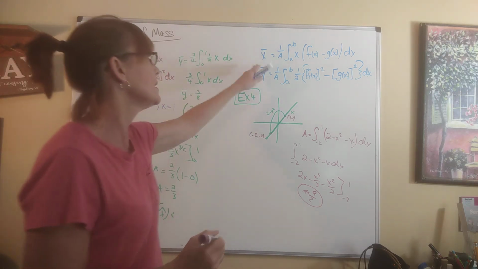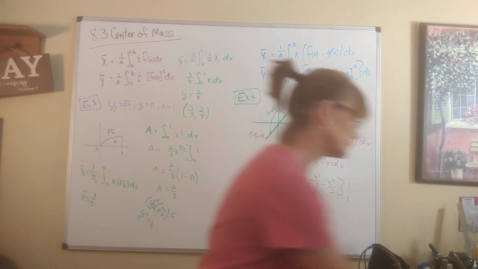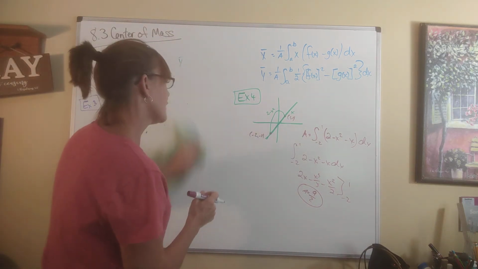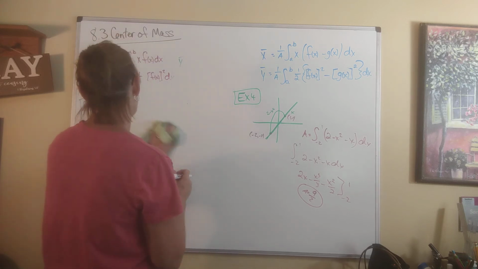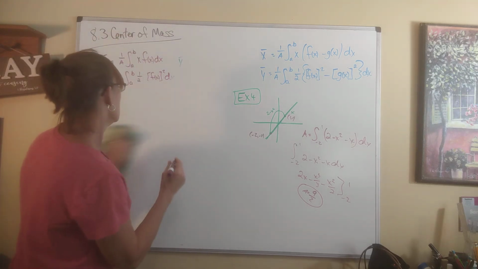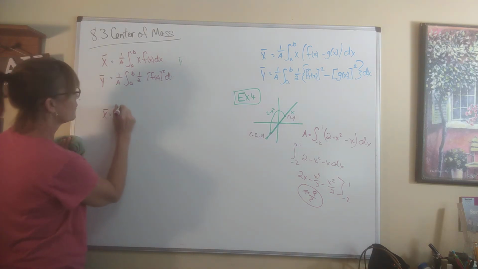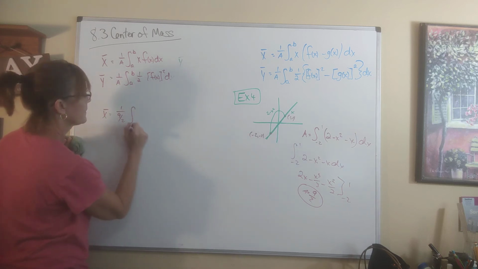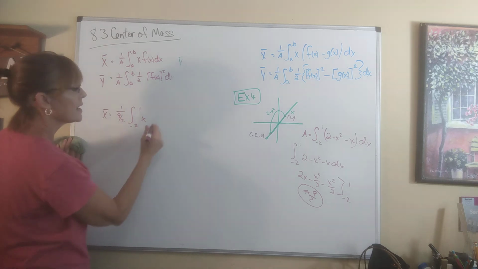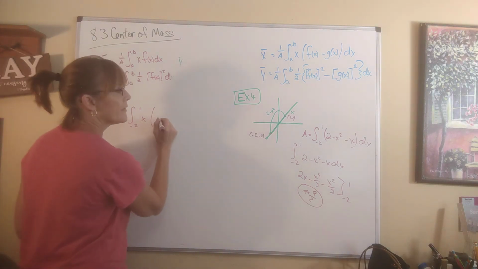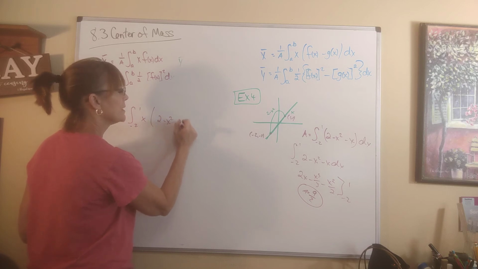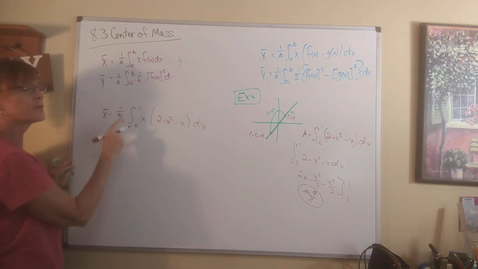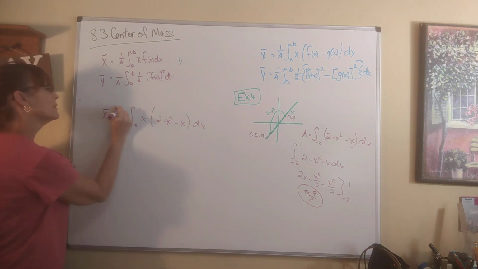So now let's set up these integrals. X bar will be equal to 1 over A, or 1 over 9 over 2, or 2 over 9. So x bar is going to be 1 over 9 over 2 times the integral from -2 to 1 of x times f of x minus g of x. F of x is 2 minus x squared, minus x dx. This is the integral we set up. 1 over 9 over 2 can be thought of as 2 over 9.